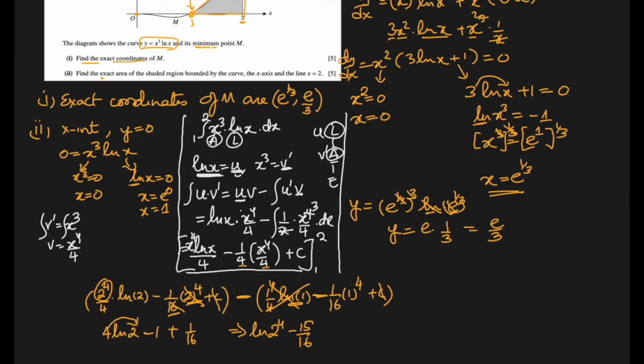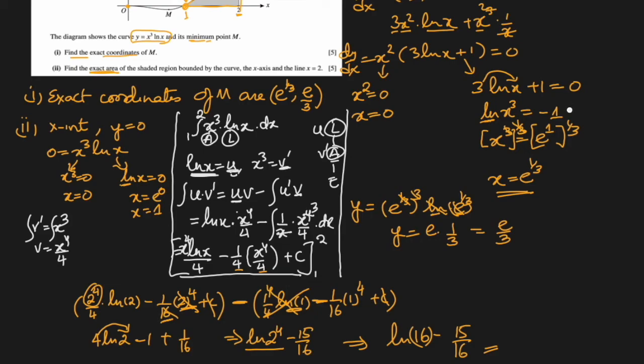Okay, what are they saying? Yeah, they're saying exact area, right? So we can't do much. We'll just write the final answer. Ln 16 to the power 4 is 16 minus 15. Let's close it here. 15 over 16. This is the area of the shaded region.